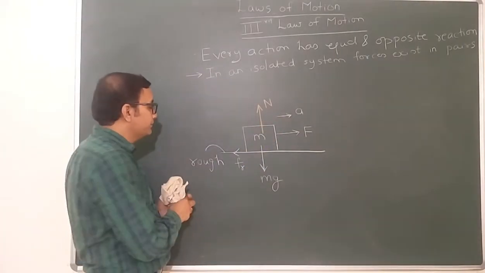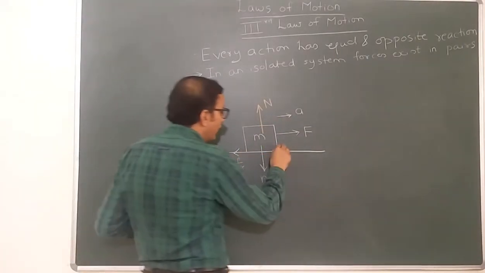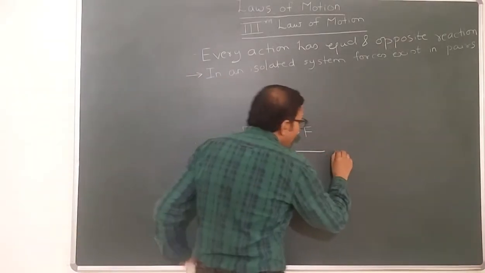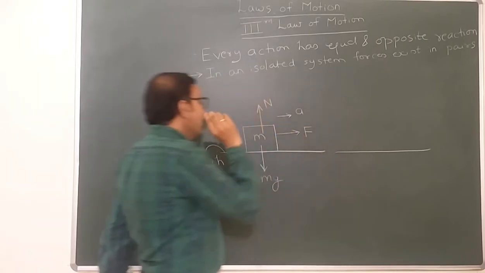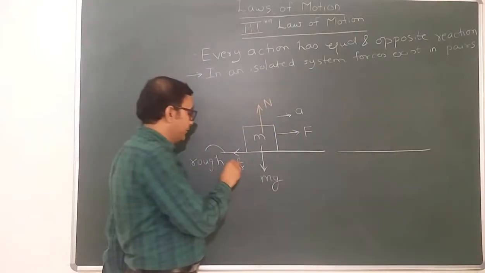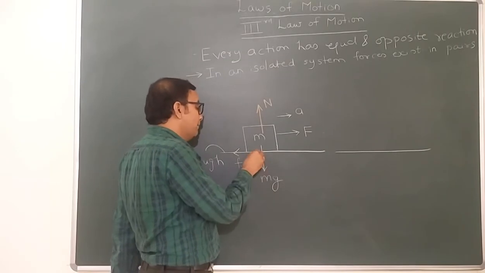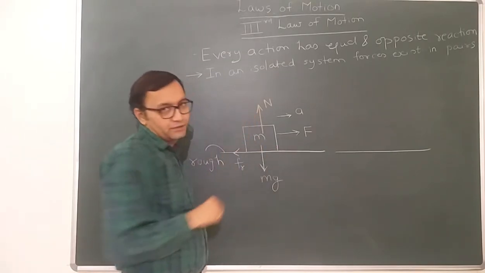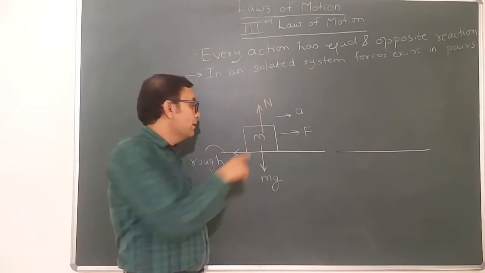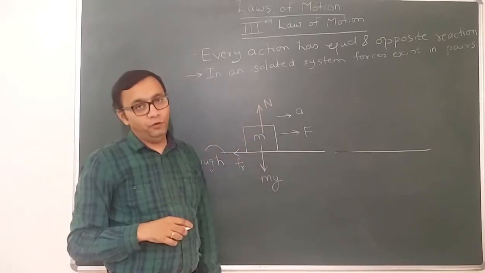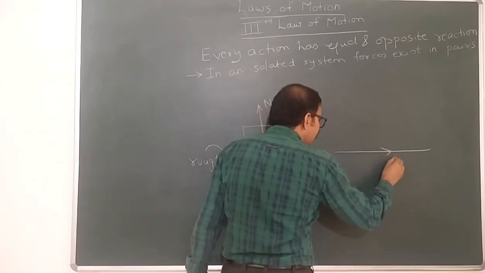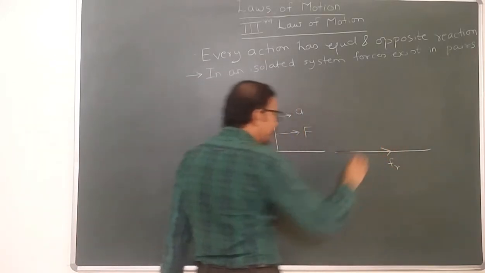But if I have to write down the equation for the floor, then I have to draw the pairs of forces on the floor. Now see what is happening here. The friction is applied by the floor on the mass. So equal and opposite friction will be applied by the mass on the floor. Which direction will it be? It will be like this. So this is the pair of friction.